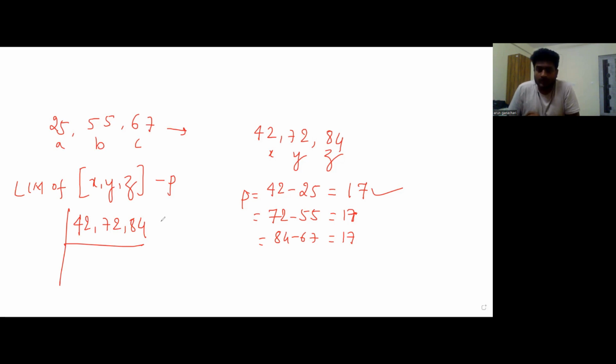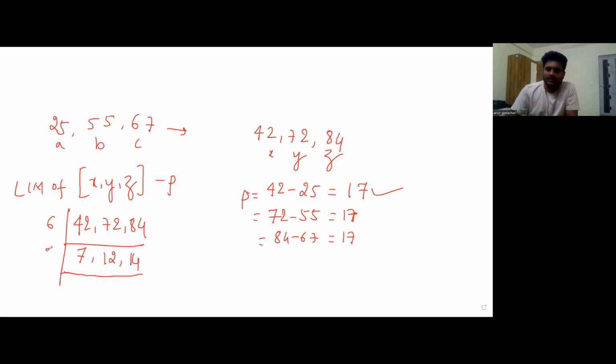Now you should be able to divide by bigger numbers. What is a bigger number? 6 is a bigger number, I think, which will divide all of them. 6 sevens are 42, 6 twelves are 72, and 6 fourteens are 84. Yes or no?